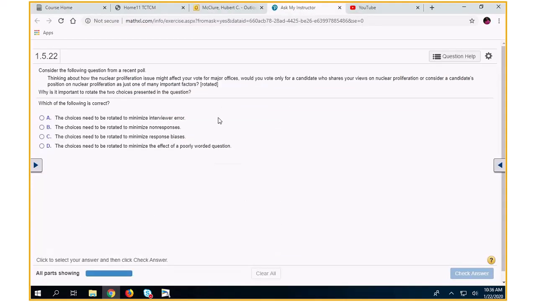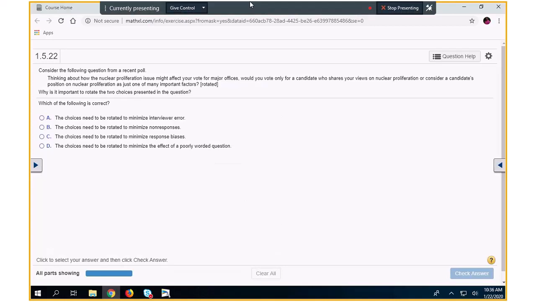Consider the following question from a recent poll. Thinking about the nuclear proliferation issue might affect your vote for major offices. Do you know what nuclear proliferation, do you know what that word means? How we use our nuclear assets. That's what nuclear proliferation is. Okay? Got 2 ways to use nuclear. How do we use it? Power and weapons. Nuclear proliferation is how we use those 2 things.